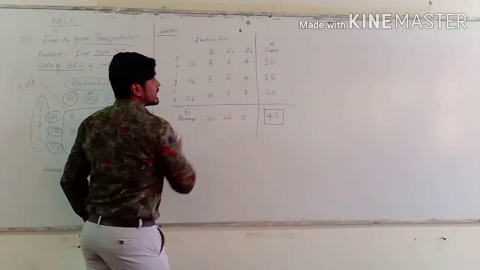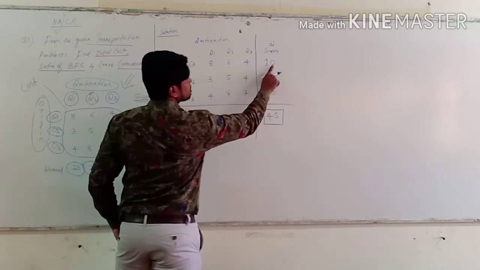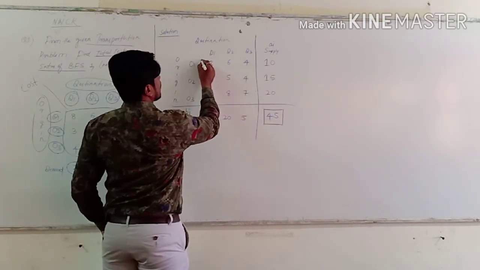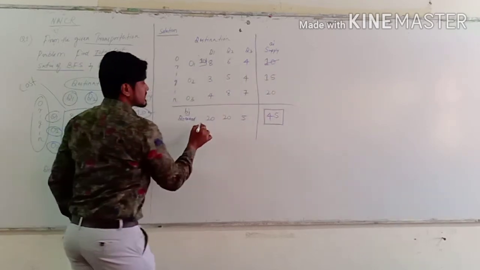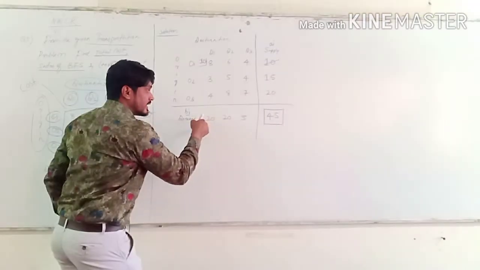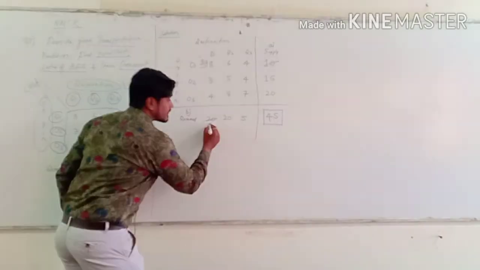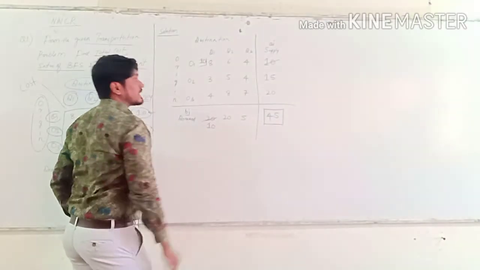10 and 20, which is the least? 10 is the least. Allocate 10. Cancel 10. Cancel 10 in 20. 20 minus 10. 20 minus 10 equals 10.